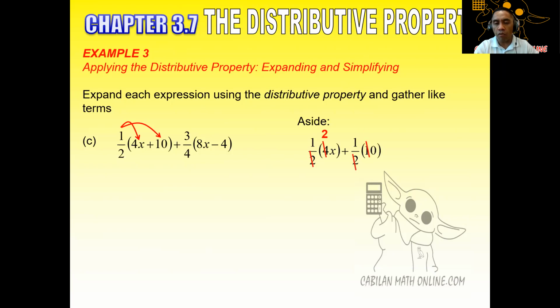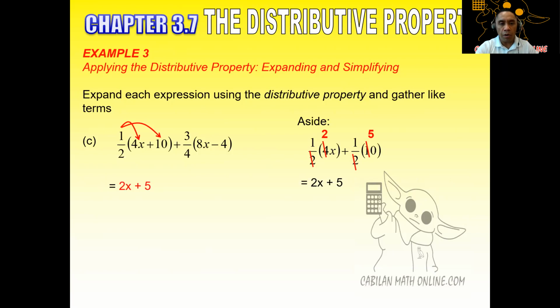And for the second part, you have 1/2 times 10, which is the same thing as 10 divided by 2. That gives me 5. So for that first part, what we have will be 2x plus 5, and we no longer have any fractions to worry about for this example.